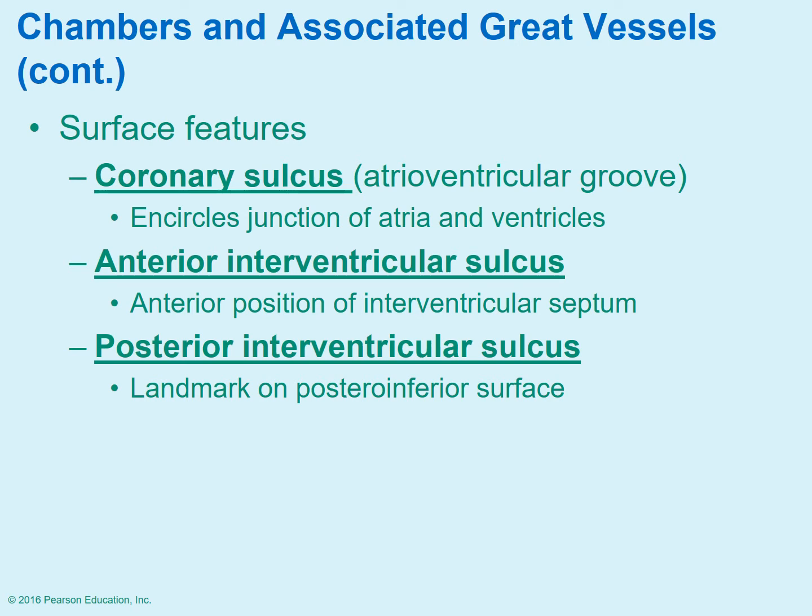On the surface features, you have the coronary sulcus. This is a groove between the atria and the ventricles. It's also sometimes known as the atrioventricular groove. You'll notice that oftentimes the blood vessels that are providing the heart itself with oxygen and nutrients lie in this sulcus. The anterior interventricular sulcus is basically lying over the interventricular septum area. And then the posterior interventricular sulcus is on the back lower side as well.